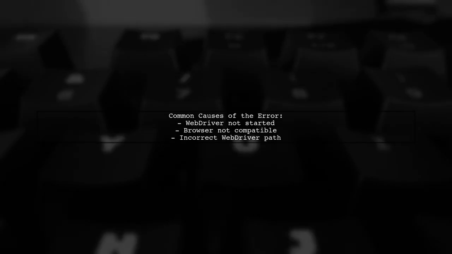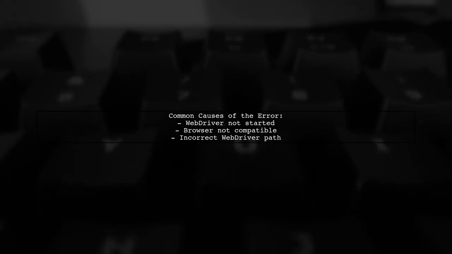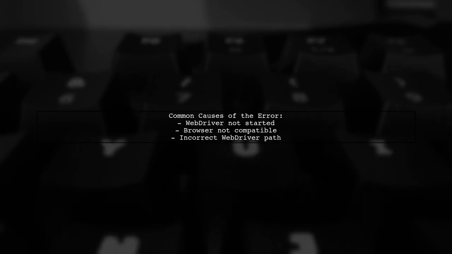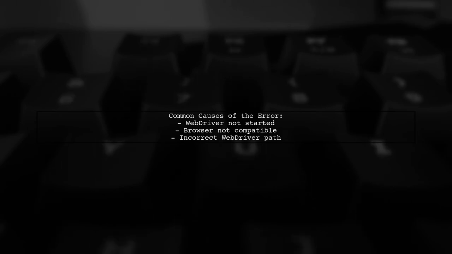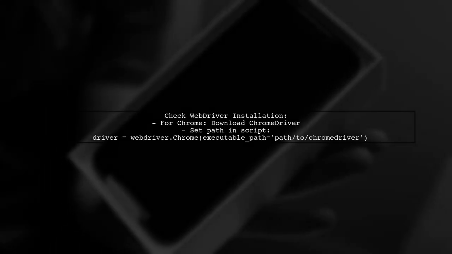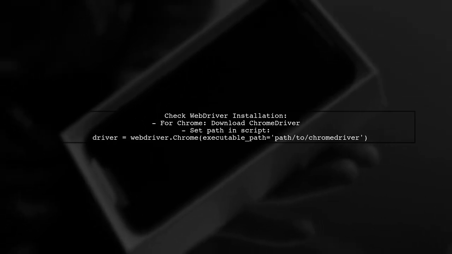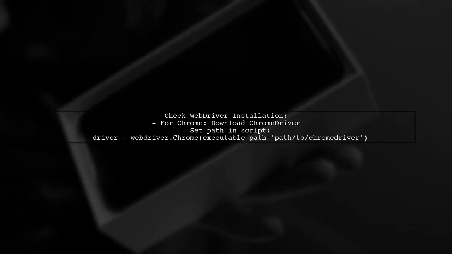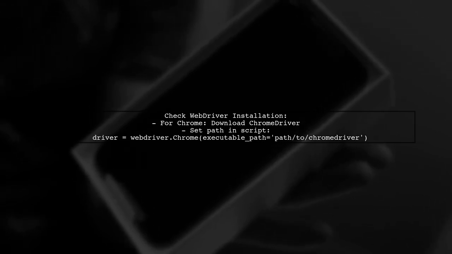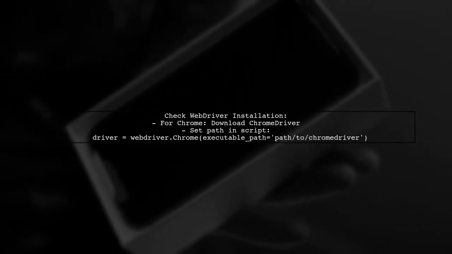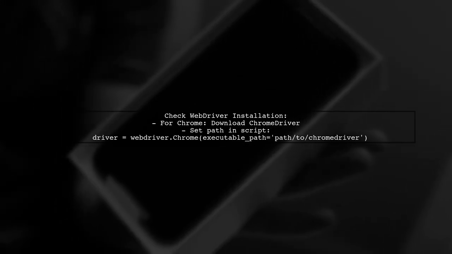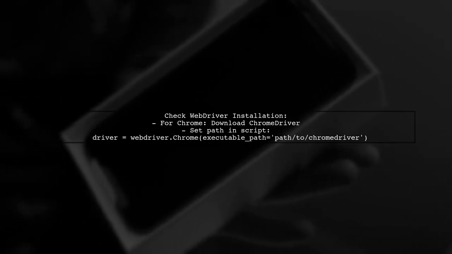The error message, "tried to run command without establishing a connection," typically indicates that the Selenium WebDriver is unable to communicate with the browser. This can happen for several reasons. First, ensure that the WebDriver is correctly installed and that the path to the WebDriver executable is set properly in your script. For example, if you're using Chrome, make sure you have the correct version of Chrome driver.